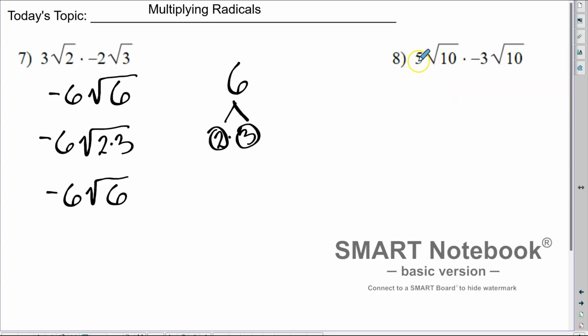So here we have 5 square root of 10 times negative 3 square root of 10. So real simple, this is the fun part. It's 5 times negative 3, negative 15. That was on the outside, it stays on the outside. Now on the inside, we have 10 times 10, which is 100.